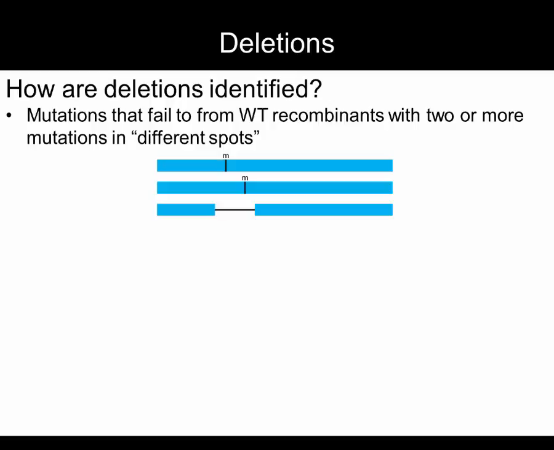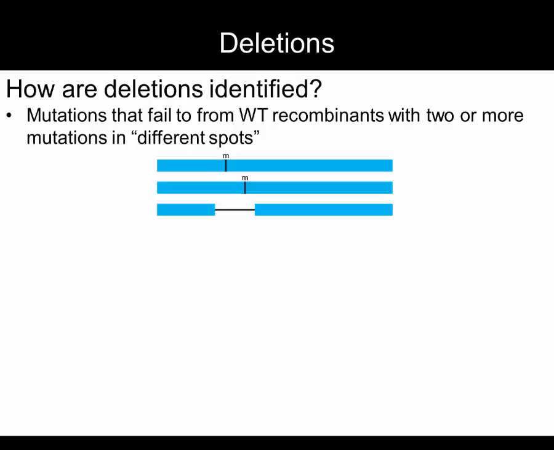So take the three mutations shown here. The top two are point mutations in different positions. At some frequency, there will be a crossover between them and you'll see wild-type recombinants. But the bottom gene has a deletion. The thin black line indicates the range of bases that have been deleted.